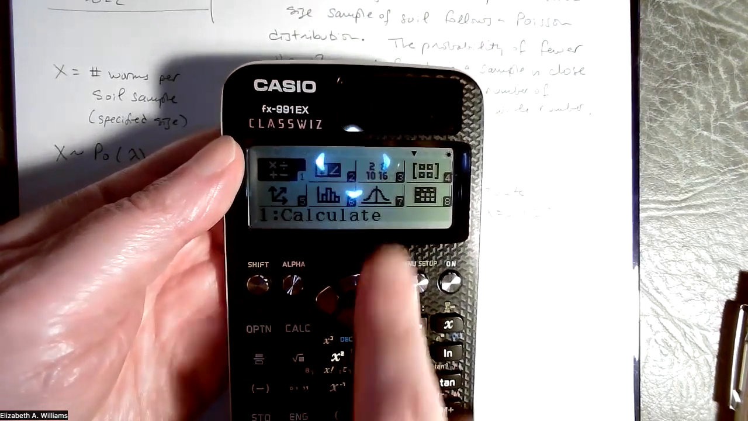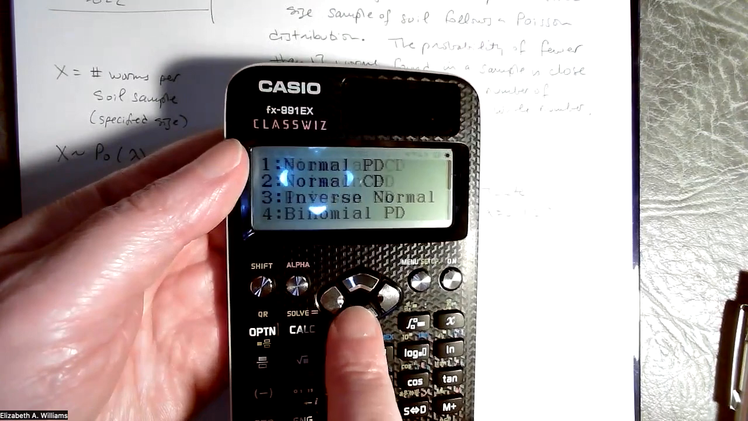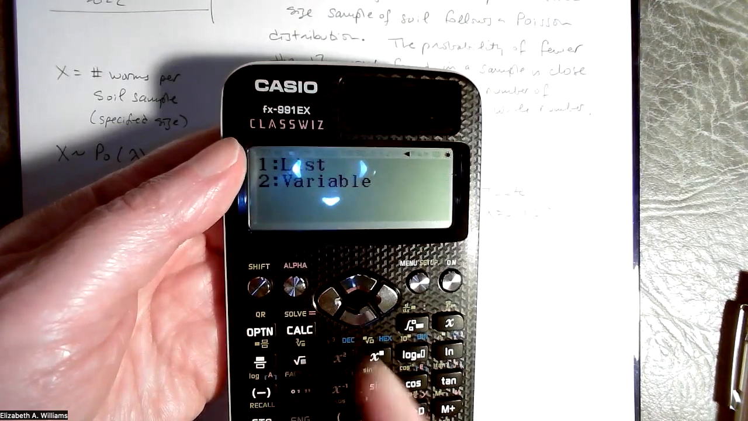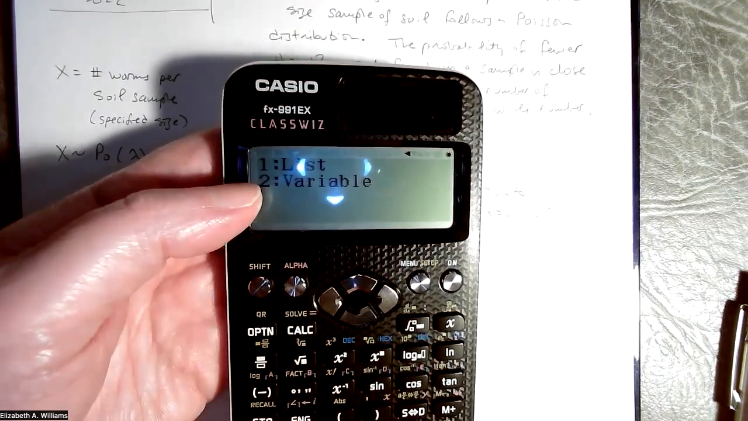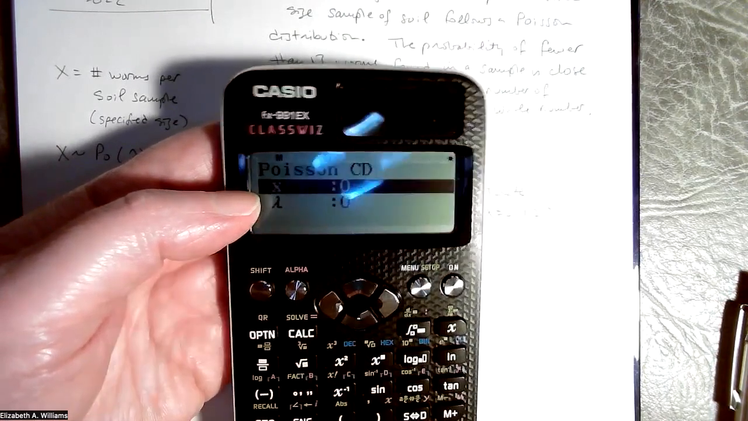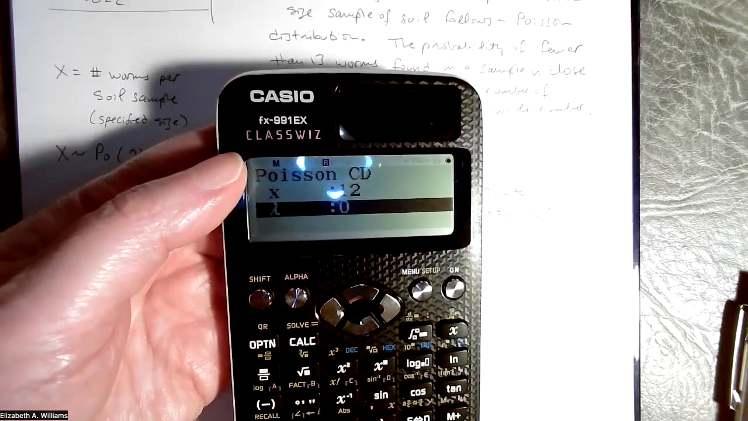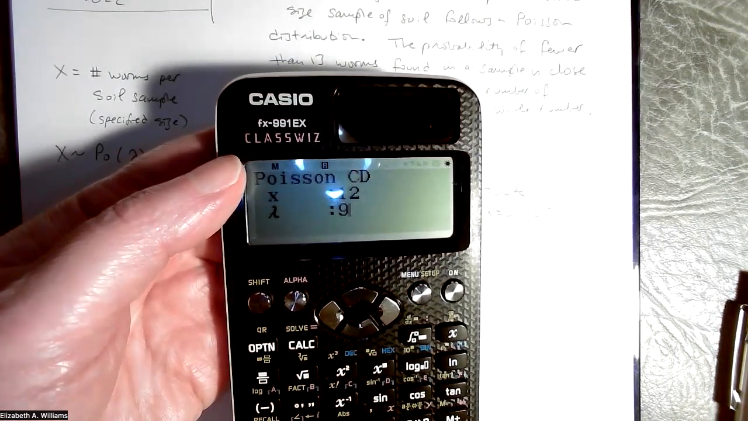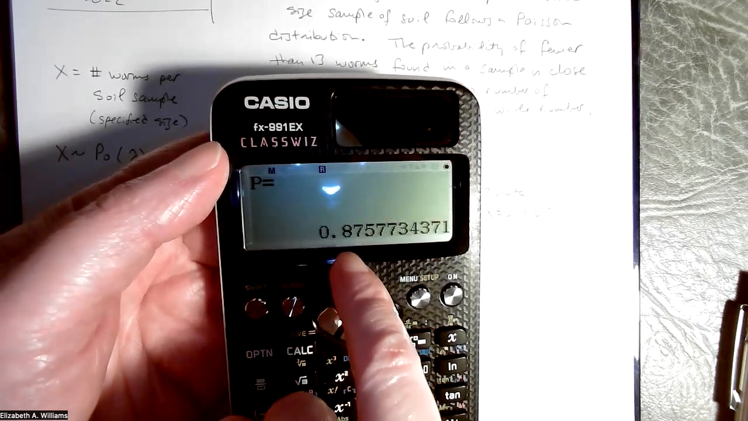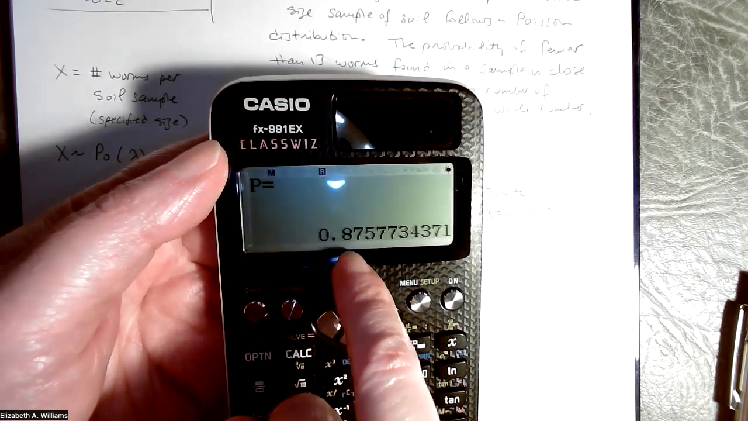But the general idea is this. We want statistical distributions, that's option 7. I want Poisson cumulative, so that's option 3. I want variable. For the x I'm interested in, cumulative, I want less than or equal to 12. And I'm going to take some guesses at lambda. So I might guess lambda equals 9, and if I press equal, this is the probability of getting 12 or fewer worms if lambda happens to be 9. And that's way too high.